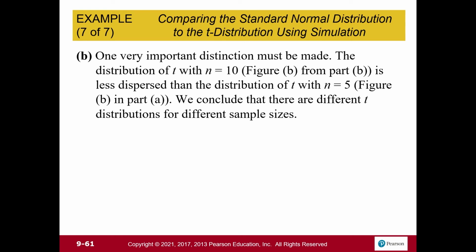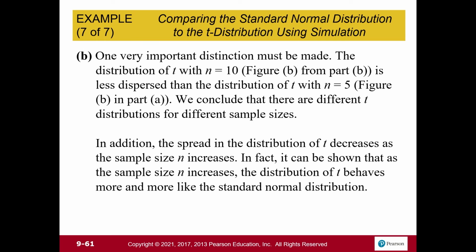So one very important distinction must be made. The distribution of t with n equals 10 is less dispersed than the distribution of t with n equals 5. We conclude that there are different t-distributions for different sample sizes. In addition, the spread in the distribution of t decreases as the sample size n increases. In fact, it can be shown that as the sample size n increases, the distribution of t behaves more and more like the standard normal distribution.